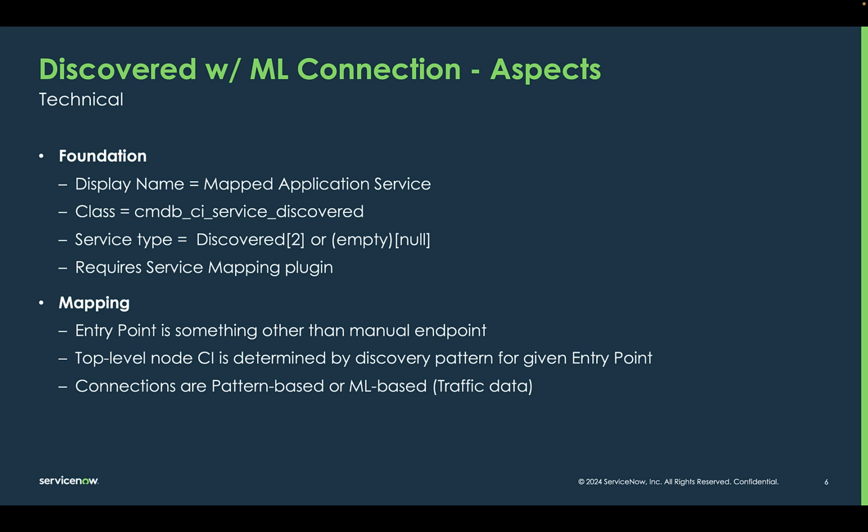You still use an entry point for at least the first item or the first node on a service map. That top level node is determined by the discovery pattern for the entry point. It's the connection section that now becomes machine learning traffic based rather than pattern.